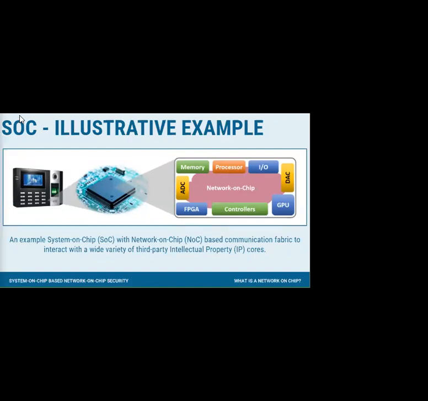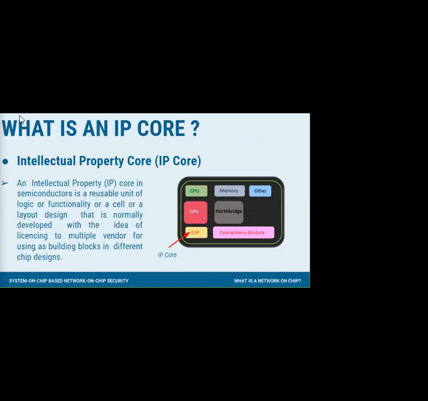In this example, you see a system on chip with a network on chip based communication fabric to interact with a wide variety of third-party intellectual property cores. So giving an idea about what an intellectual property core is, this was also discussed in the previous session. An intellectual property core in semiconductors is a reusable unit of logic or functionality or cell or layout design that is normally developed with the idea of licensing to multiple vendors for using as a building block in different chip designs.